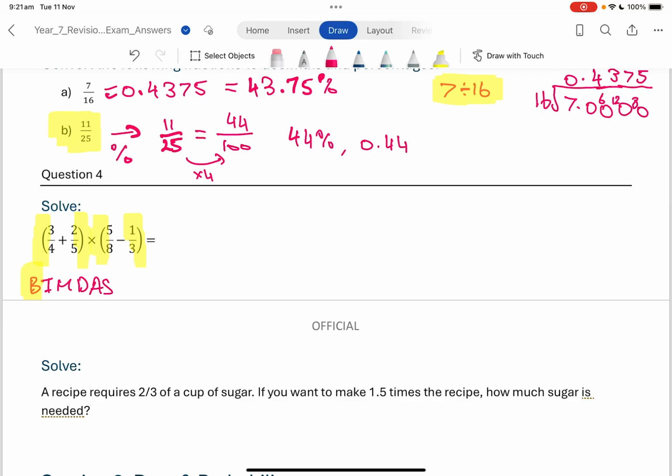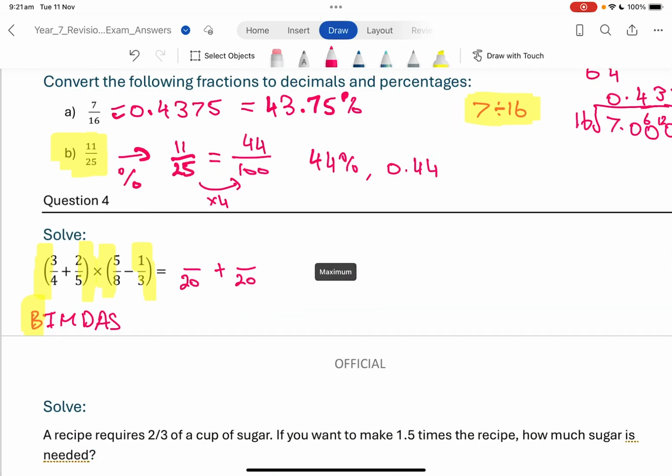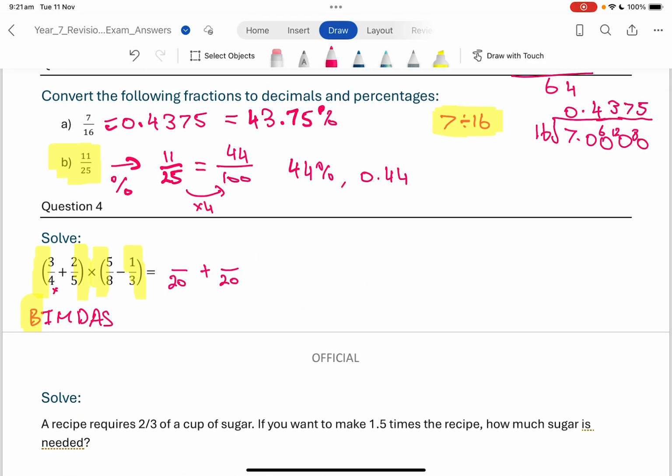So looking at the first one, I got 3 on 4 plus 2 on 5. Well, I need a common denominator here. And I can see 20 is going to be my common denominator, right? 4 and 5, they both go into 20. To get the 3 out of 4 to be out of 20, I'm going to have to multiply the top and bottom by 5. So we'll get 15 out of 20. And to get this other fraction out of 20, we're going to have to multiply top and bottom by 4. So we get 8.